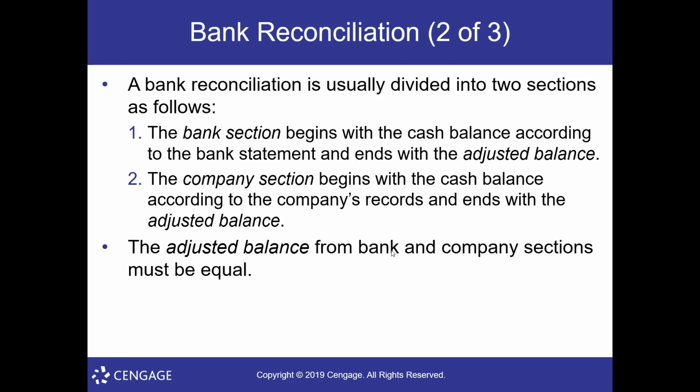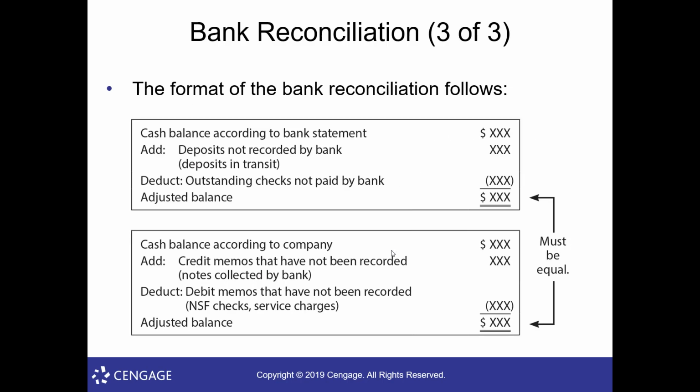The bank rec usually divides into two sections. The bank section begins with the cash balance according to the bank statement and ends with the adjusted balance. The company section begins with the company's balance and ends with the adjusted balance. The adjusted balance from the bank and the company must be equal. We'll do this in Excel in another video.